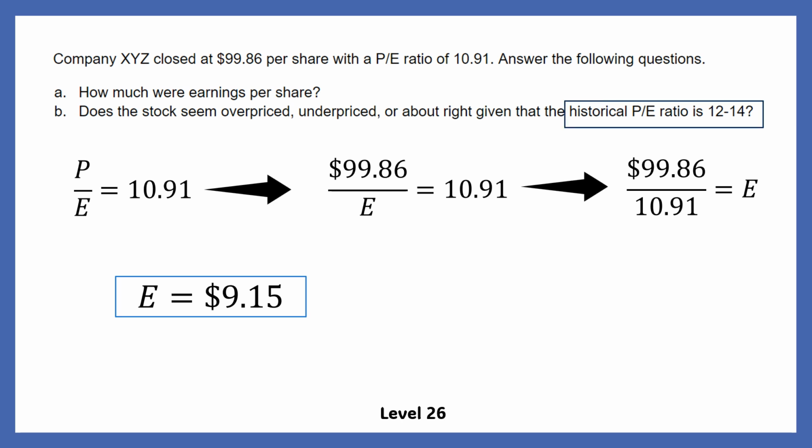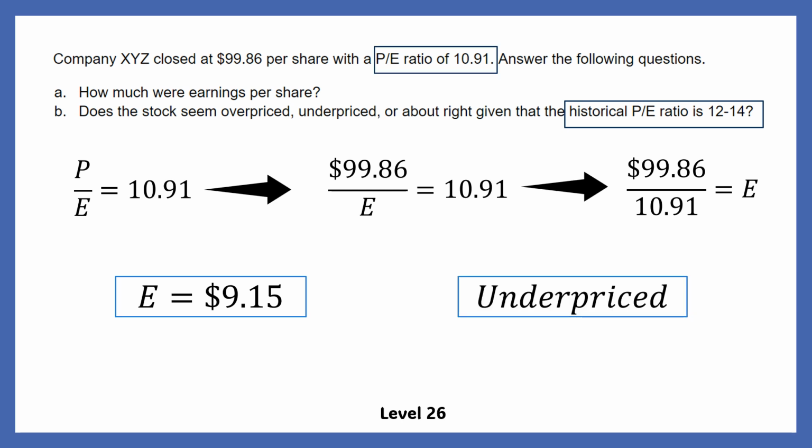And so when we see that, we have to say, where's that normal? Historically, this stock has a PE ratio between 12 and 14. So a PE ratio of 10.91 is actually low. It's actually an underpriced stock. And so that means it might be a good buy because the price is low considering the earnings based on the historical data.